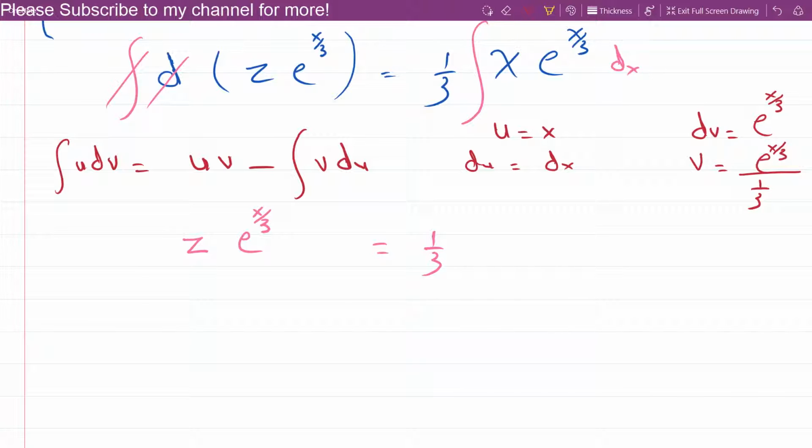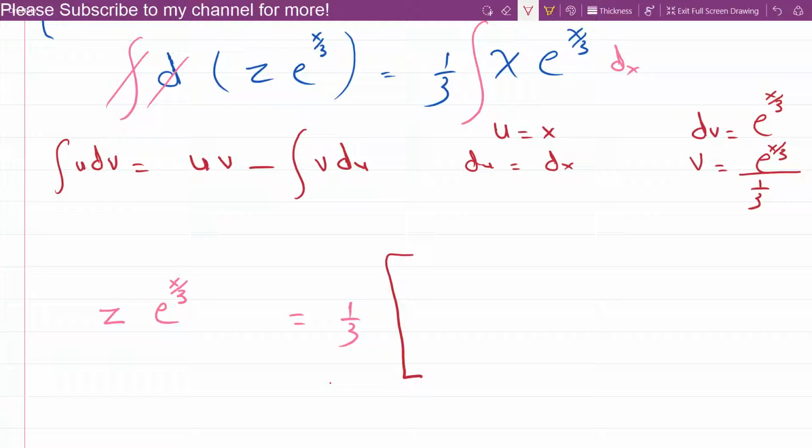And so now I can plug this in here. So 1/3, and I'll start the integration by parts answer here. So I will plug in on the right hand side uv. uv is just x times e to the x over 3 divided by 1/3, which is the same thing as 3 e to the x over 3, minus the integral of v du. So there's a 3 here because we're dividing by 1/3. I can put it outside because it's a constant. e to the x over 3, and du, which is this, is just dx.